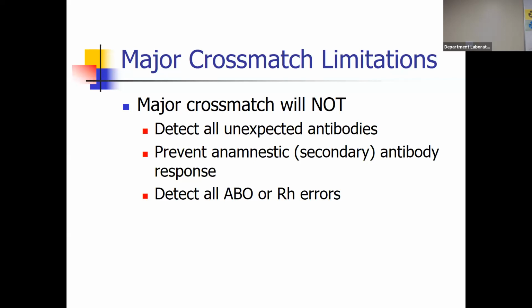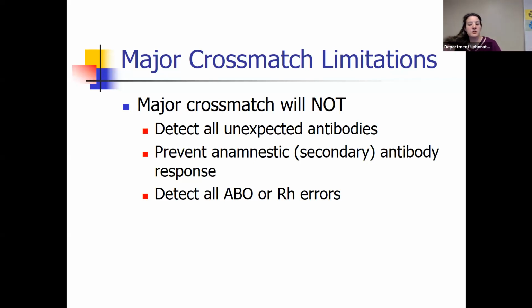All right, so think about your IAT and your panel. We know the antigenic profile of those cells, right? We don't know the antigenic profile of our donors. We're just confirming that those donors are compatible with our patient and they're not antigen positive for our patient's antibody, okay?